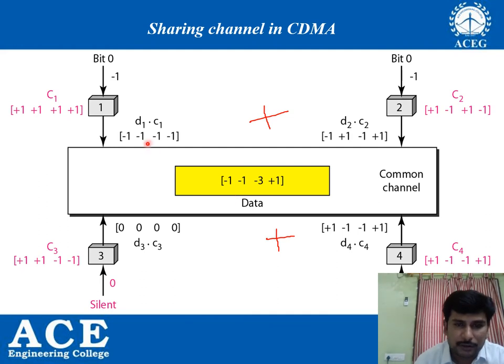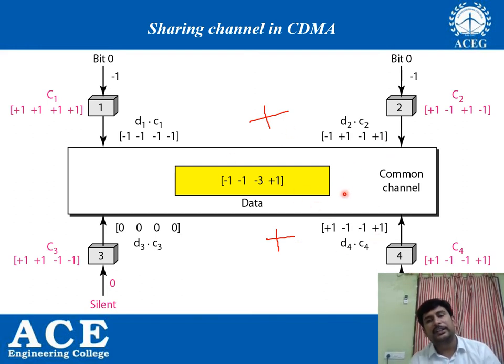Next position, minus 1, plus 1. This sum is 0, 0 plus 0 is 0, 0 plus minus 1 is minus 1. The third position, minus 1, minus 1 is minus 2, plus 0 is minus 2, minus 1 is minus 3. Last one is minus 1, plus 1, 0, plus 1. So the sum of 4 bits is plus 1.